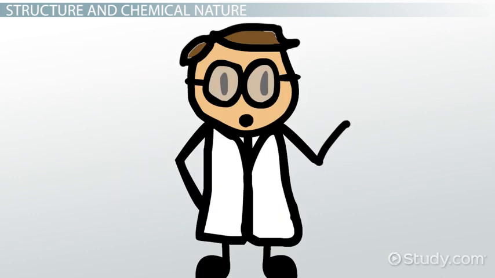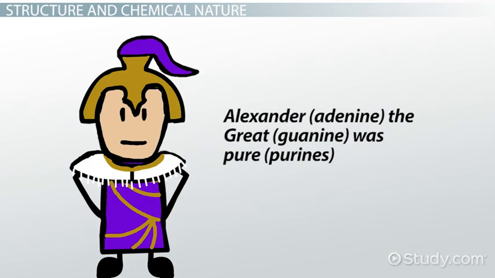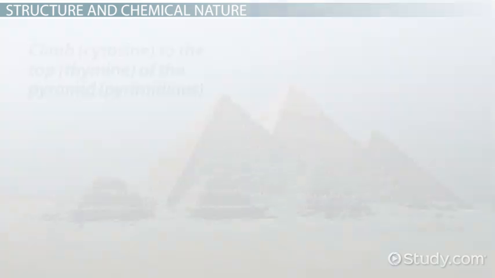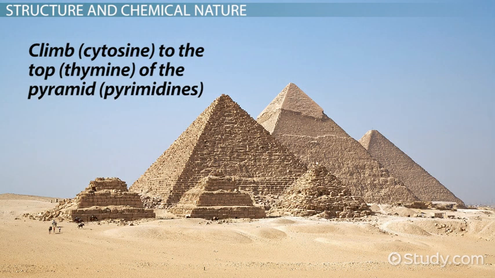To remember these terms, try making up a mnemonic device. Take the first letter of each base and the nucleotide group they belong in, and make a sentence with them. For example, for the purines: Alexander, adenine, the Great, guanine, was pure purines. For the pyrimidines: climb, cytosine, to the top, thymine, of the pyramid, pyrimidines.